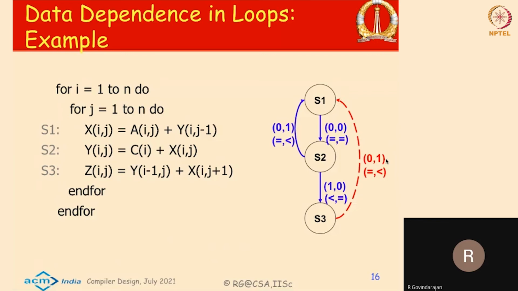The same dependence distances are now represented in the form of direction vectors. Again, I don't want to confuse you with too many notations. We will often use them interchangeably, but you can always see that if the value is positive, you use the less than sign. If the value is 0, you use the equal sign. And if there are many values, you will use the star.